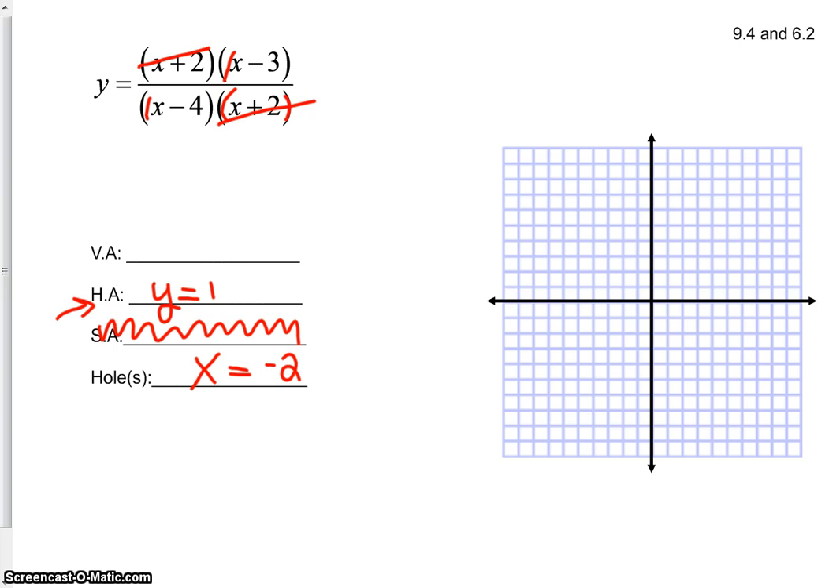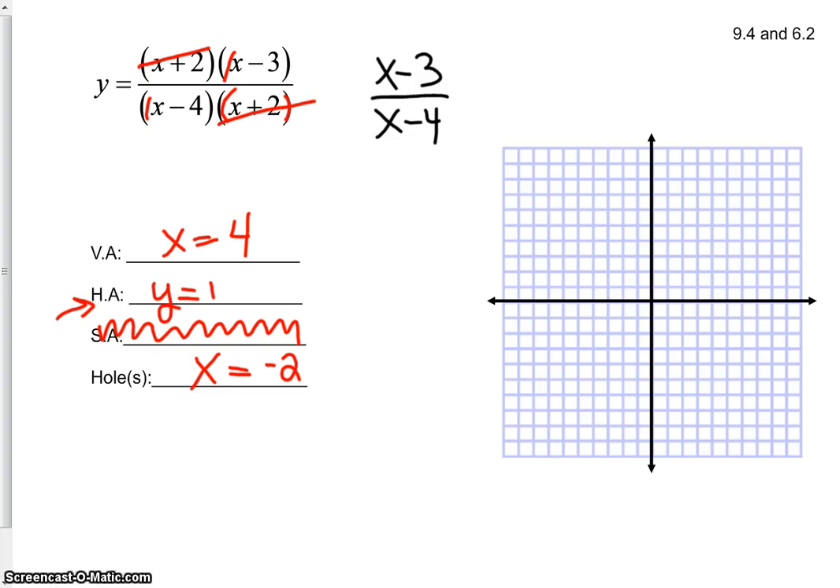The last step, and actually this could be the first step a lot of times, is: what's your vertical asymptote? Your vertical asymptote is what makes your denominator equal to 0. Technically, we don't have to worry about the x plus 2 because it's been canceled out. We can assume we've taken it away, and what we have now is x minus 3 and x minus 4. So x can't be 4, because if x is 4, it makes it dividing by 0, and that does not exist.